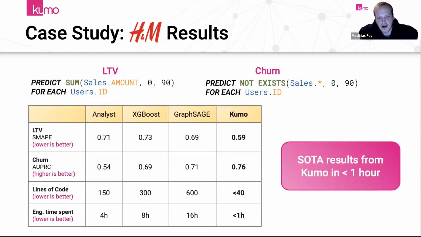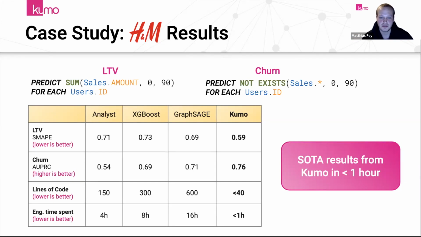And lastly, I want to highlight some results we obtained both from an LTV query and from a churn query. We compared ourselves against an analyst baseline, which refers to some heuristics we came up with to predict the amount spent by a user or whether the user will churn or not. We also compared ourselves to an XGBoost baseline, which would mean that we would need to flatten tables and aggregate information from other tables. And then XGBoost can operate on this flattened single table and treat each example as isolated.